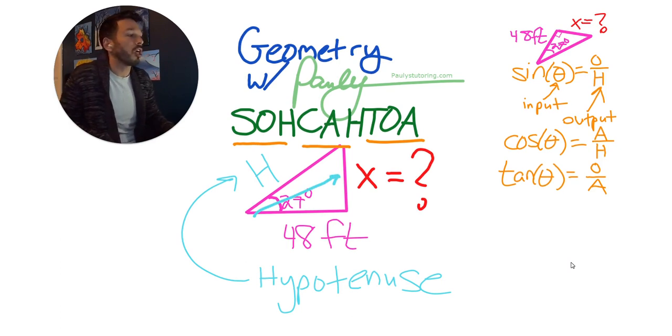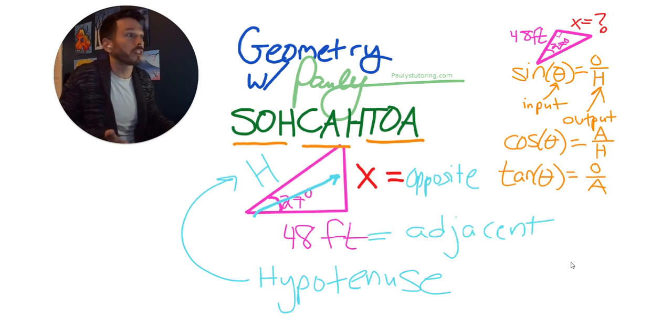If you are to draw an angle bisector through your angle of reference, so here I'm drawing it through 27, that points to your opposite side. So x is our opposite side. And the only one left over then would be adjacent. Okay, so opposite, adjacent, hypotenuse. Those are the three sides.